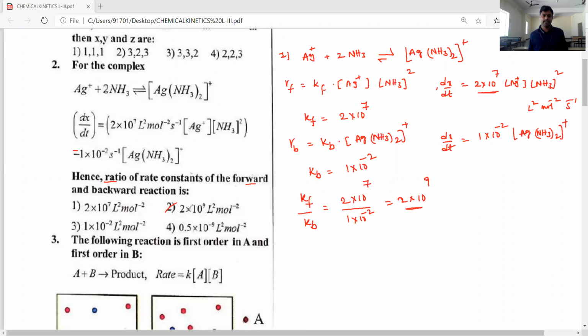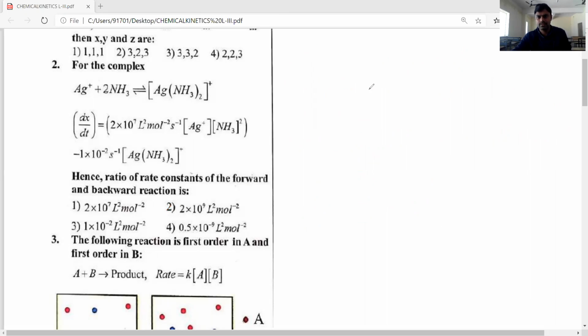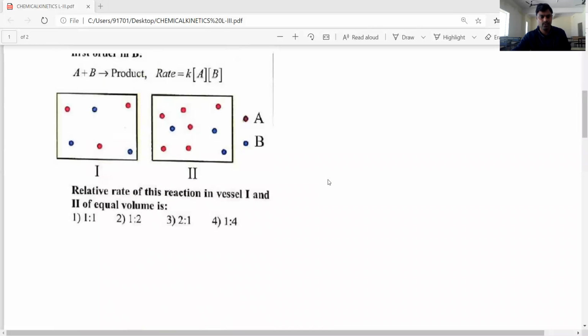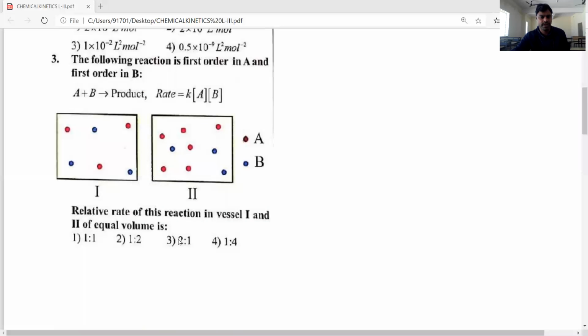Okay students, let's see the third question. Just a minute. In the third question, what they gave? It's very easy. From the pictures only we have to identify the relative rates of these reactions.